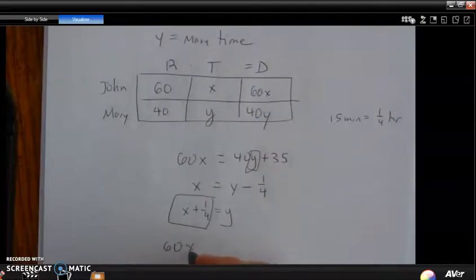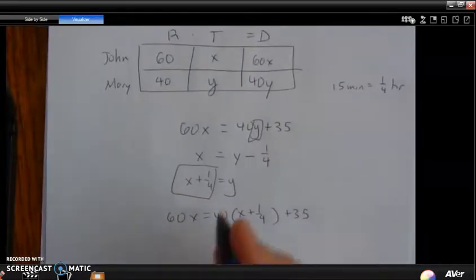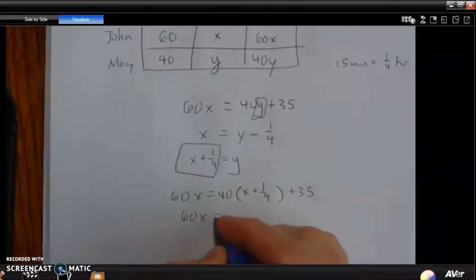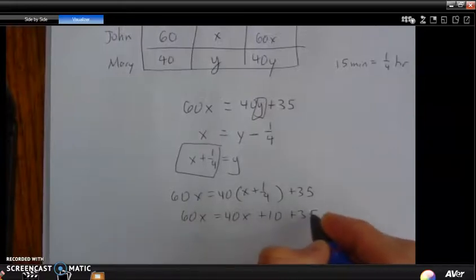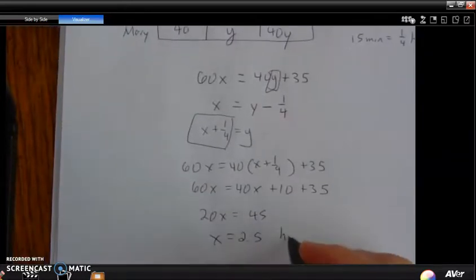So that gives me 60x equals 40 times x plus 1/4, plus the 35. So this is our substitution process. We will distribute and solve for x. So solving for x, I get x is 2.5. So that's hours. So John's time is 2.5 hours.